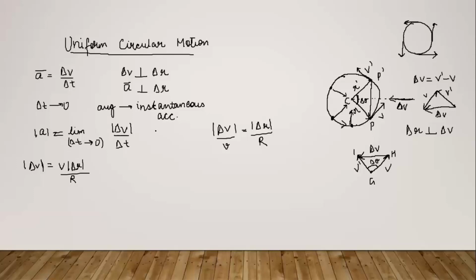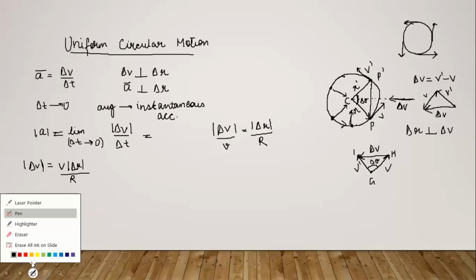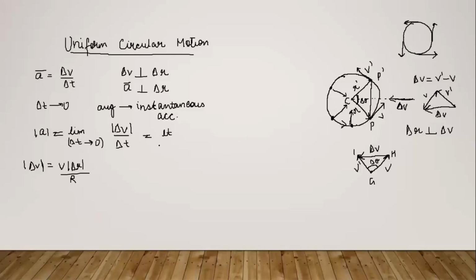When we put this value and the limit delta t tending towards 0, mod of delta v is given by v mod of delta r by R, and we put delta t from here. And as v and R are constant values, we take these out, v and R. Then we again put the limit over mod of delta r by delta t.